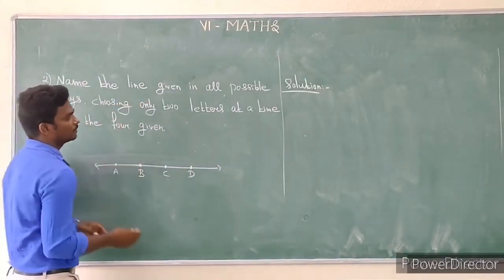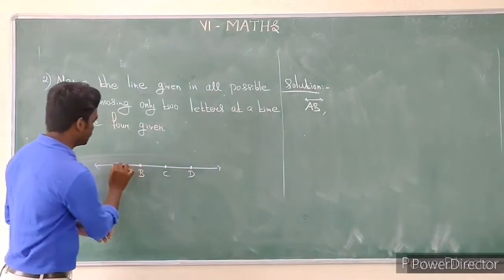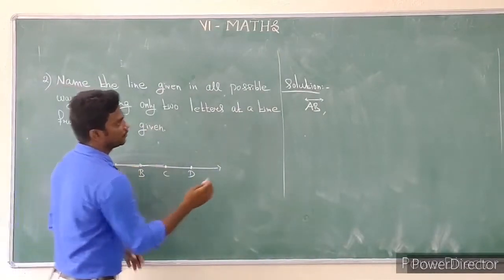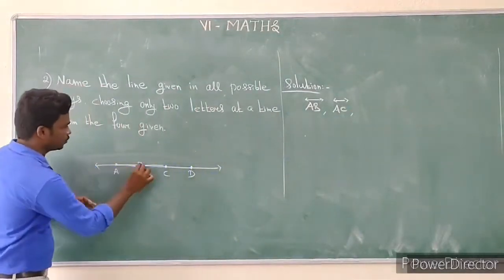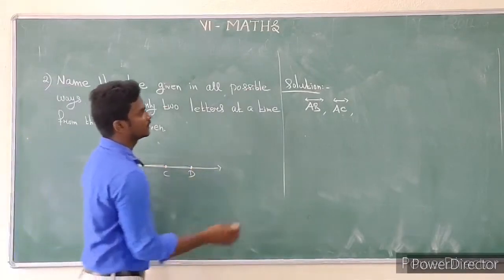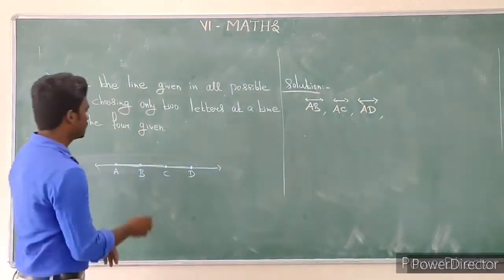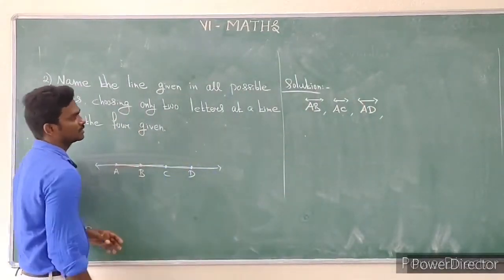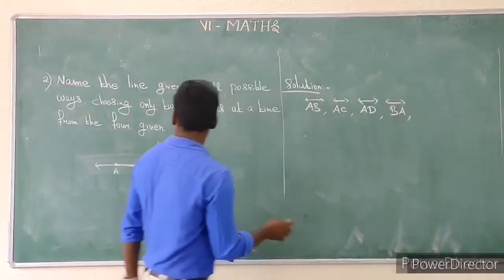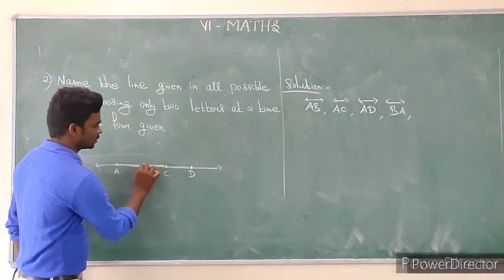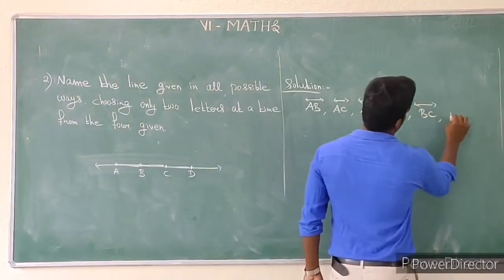First we can write AB. So line AB, the line from A to B. Next A to C, and third A to D. So this is line AB. Next we start from B: BA, so line BA. Next B to C, and B to D: BC and BD.